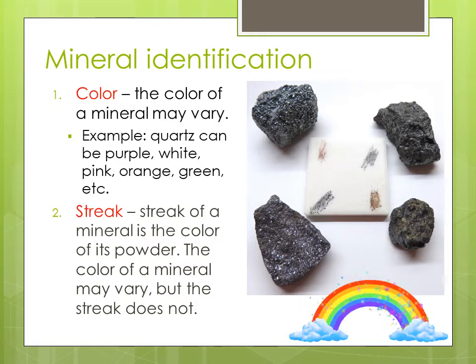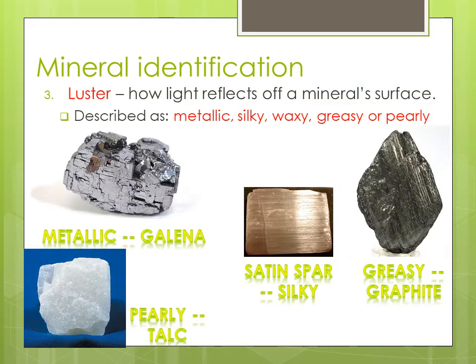Now, why do we look at this? Because the color of a mineral may vary, it may be different, but the streak does not. The streak will always be the same. So again, going back to quartz, quartz may be purple or green or orange, but the streak is always going to be a clear white color. All right? So those are our first 2 tests.